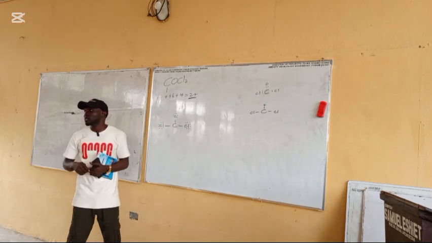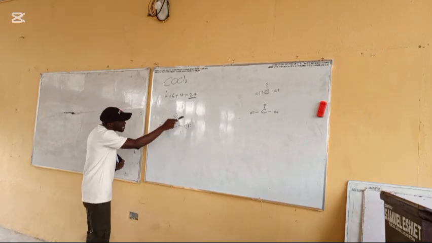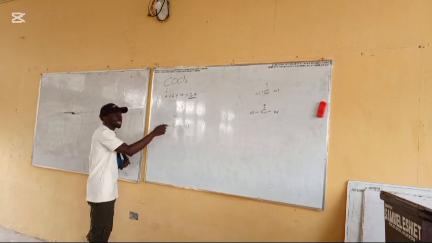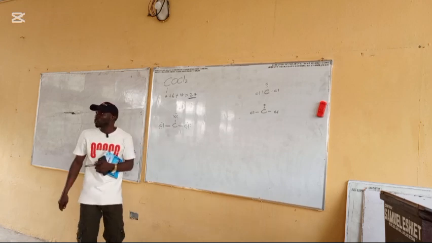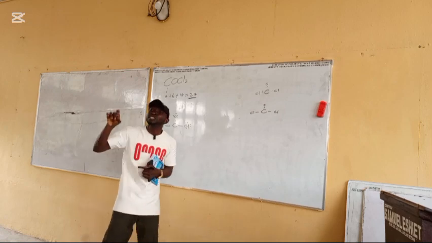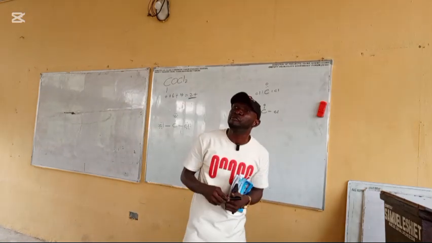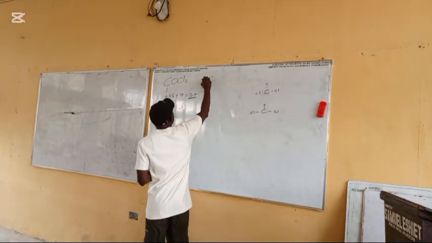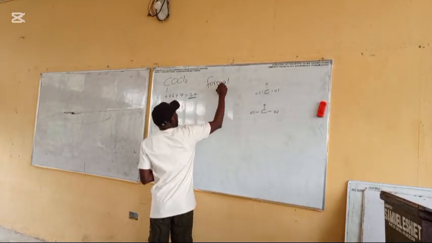I'm going to explain this better in my general class. But for now, we are doing the assignment. The best possibility of a multiple bond will exist between carbon and oxygen. Not between carbon and chlorine. I'm going to explain this concept under what we call formal charges when I start teaching you this.